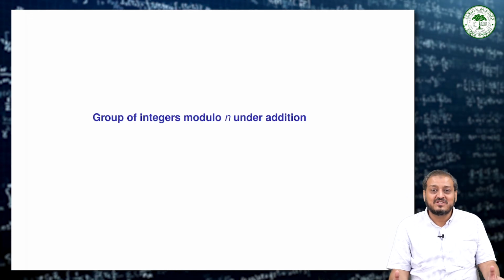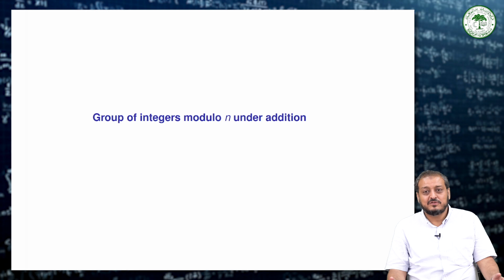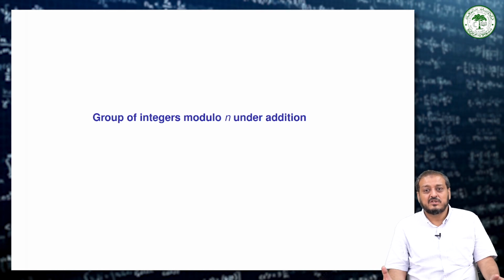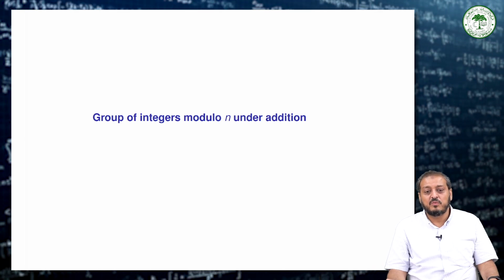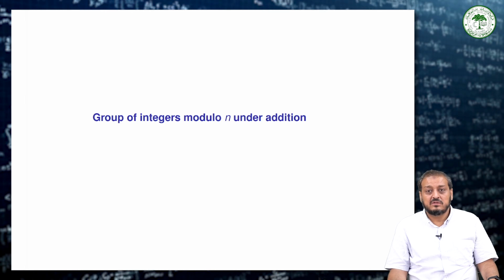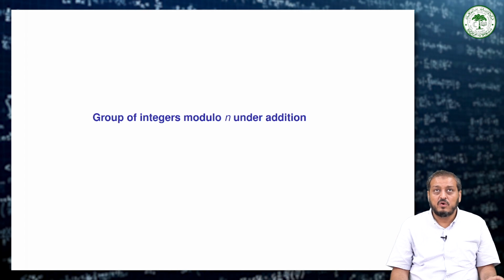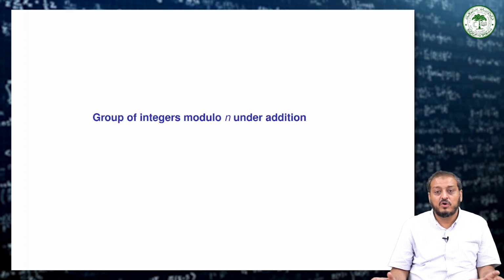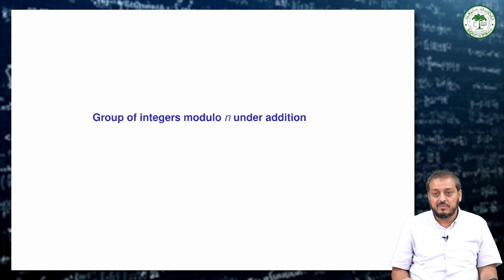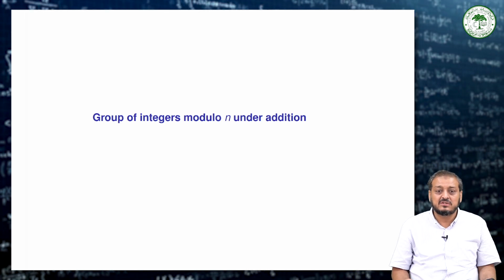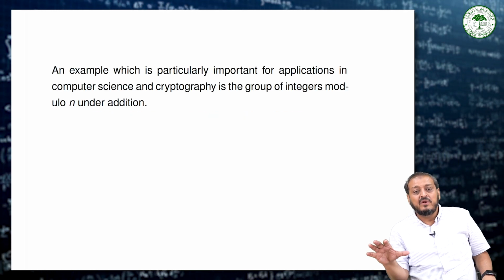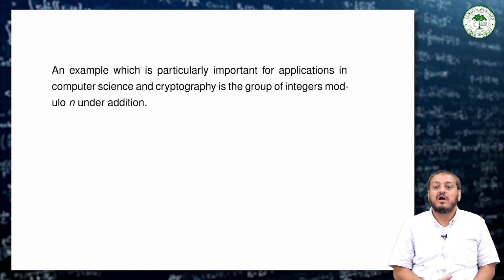In the last class we discussed various examples of a group, showing that some of them are groups and some of them are not. Today in this lecture we are going to discuss the group of integers modulo n under addition and multiplication.